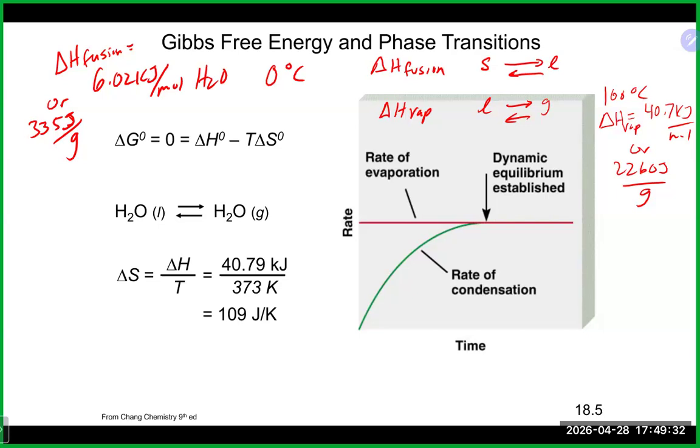So we can also calculate the entropy of vaporization, or the entropy of fusion, which is the delta S. And we could use our formula there. Our delta G is equal to delta H minus T delta S. Now, when we're at a process of a phase change, that is an equilibrium condition that's happening.